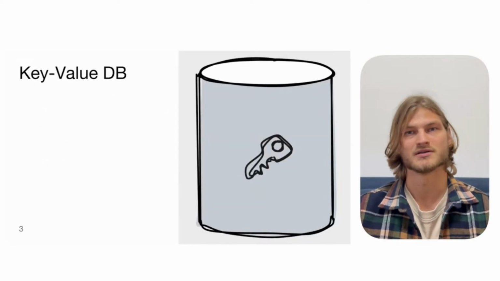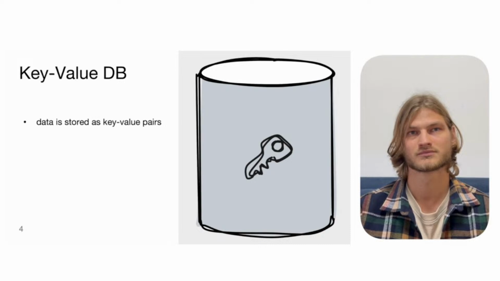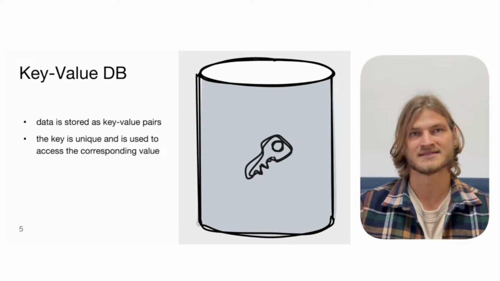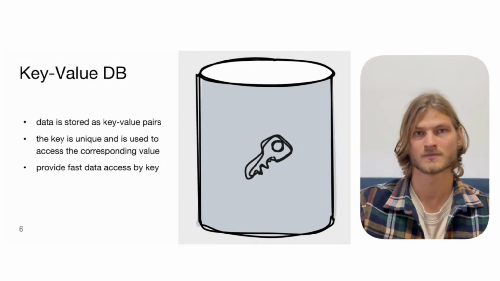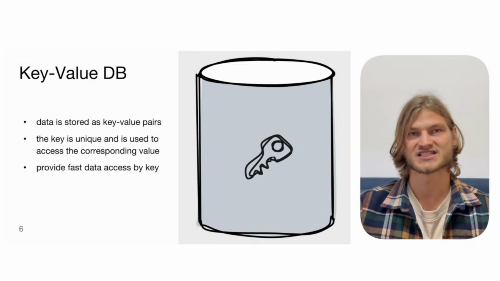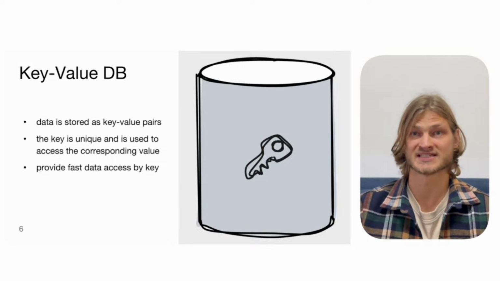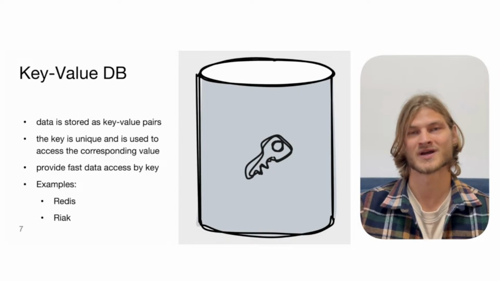First of all, I want to speak about key value DB as an example of a NoSQL database. In a key value DB, data is stored as key value pairs. The key is unique and is used to access the corresponding value. Such databases provide fast data access by key, and it's the main feature of such databases. As examples, I can provide Redis and Riak.